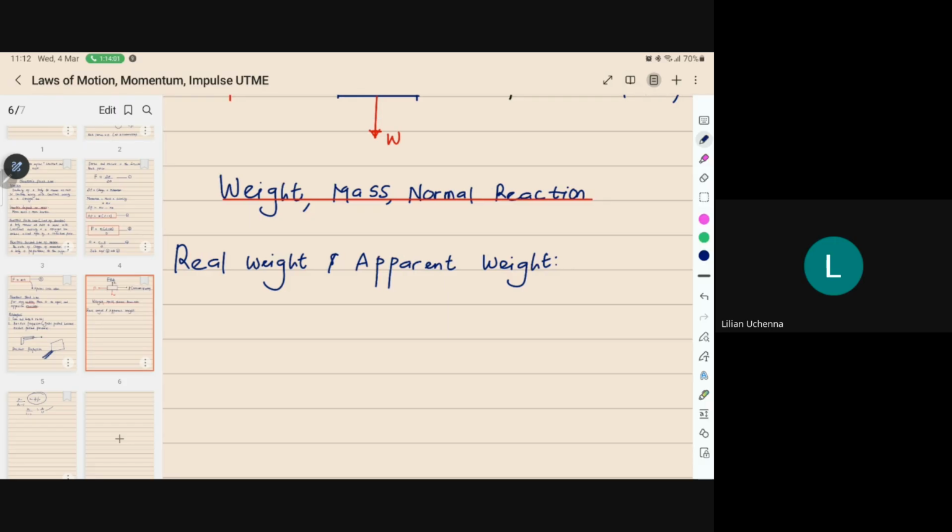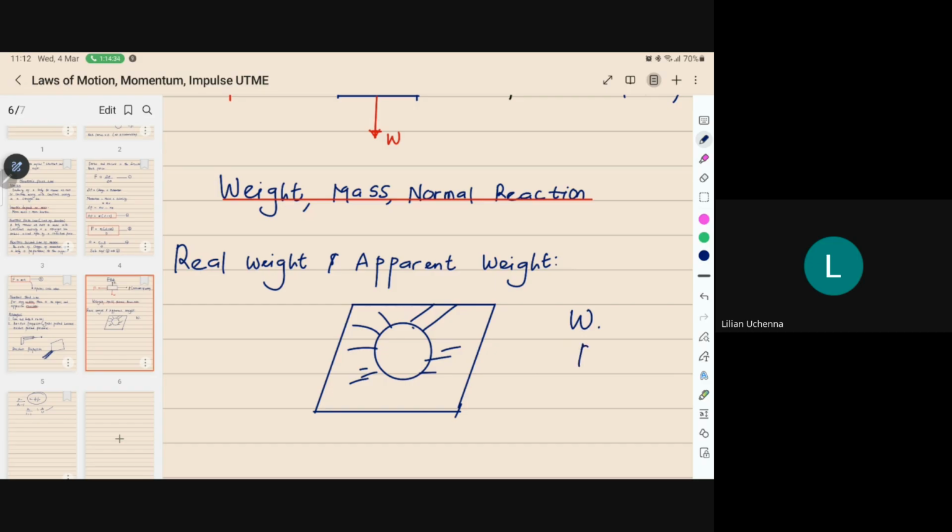When you get a scale, you know that normal scale that they use in checking your weight, when you climb it. Now, when you climb that scale, let's assume that this is the scale and there's a reading on the scale. When you climb this scale, you are exerting a particular force on that scale. That force you are exerting on that scale is W. That scale as well is exerting a force on you, which is R. If you get what I just said, give me a thumbs up. So now, as you climb the scale, it exerts a force on you.